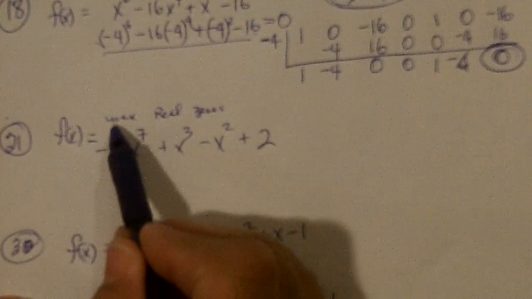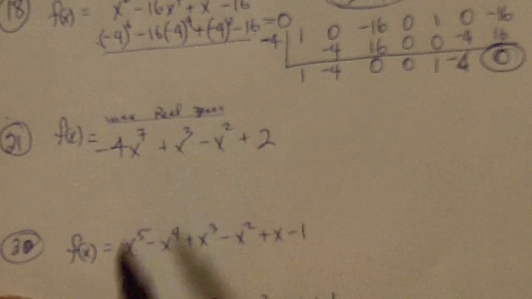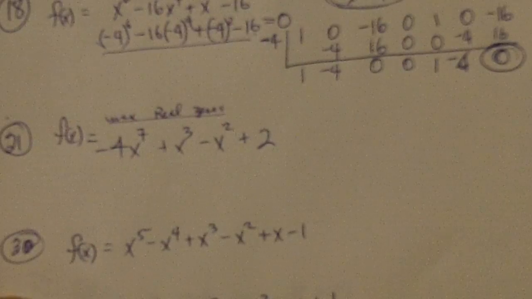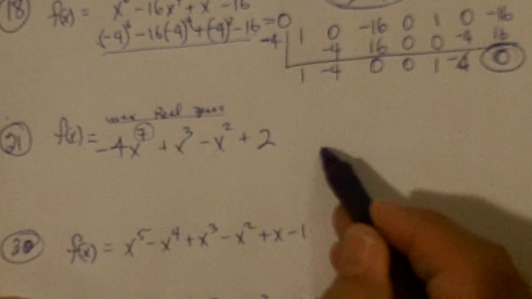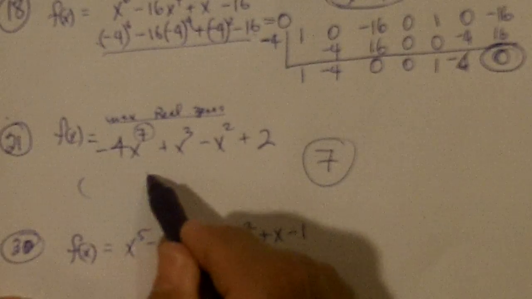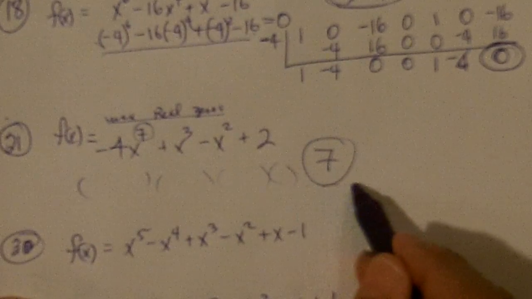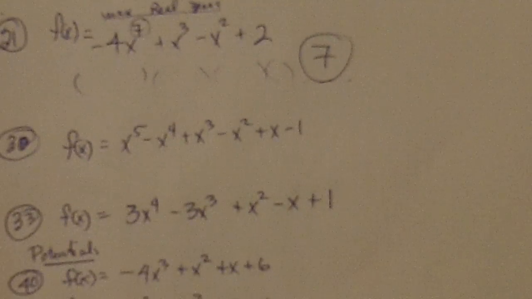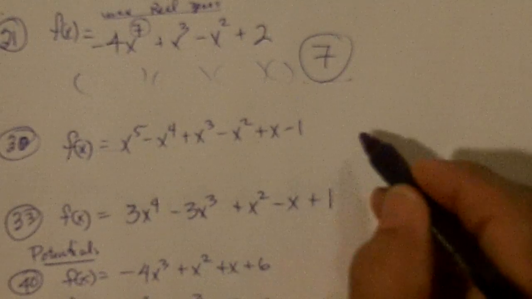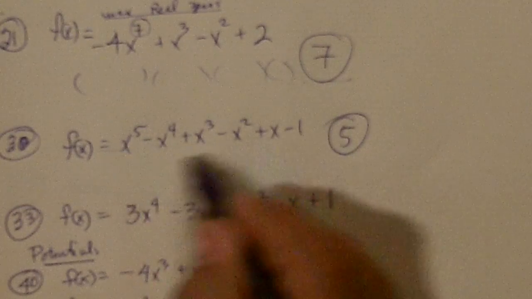21. It says how many zeros could there be? Maximum number. Well, if this is a degree 7, there's a maximum of 7, because it could have 7 factors. Okay? So 7. 30. Maximum number of zeros. 5, because this could only have 5 factors.